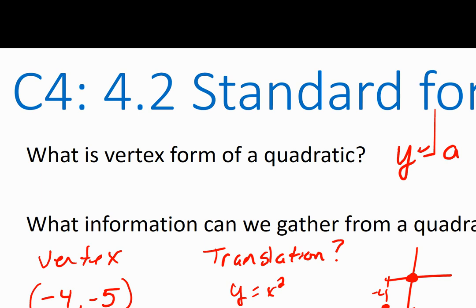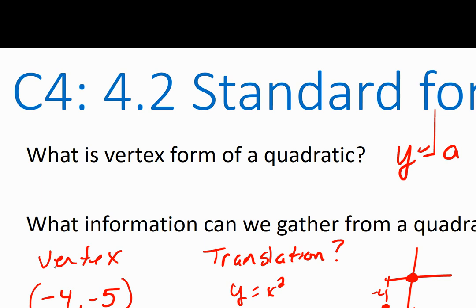Okay, so we know there's a translation going on. What about, is there a reflection going on? In terms of the direction, is it opening up or opening down? How do we know it's opening down? Okay, it's opening down. Oops. Opening down because of the -3. More importantly, the negative out front tells it it's opening down.